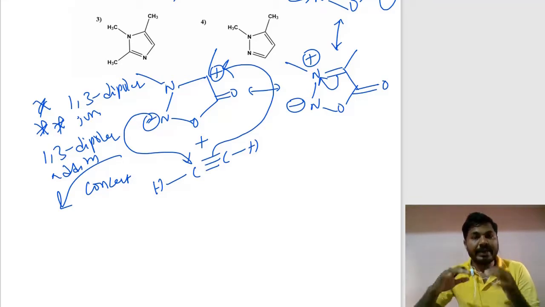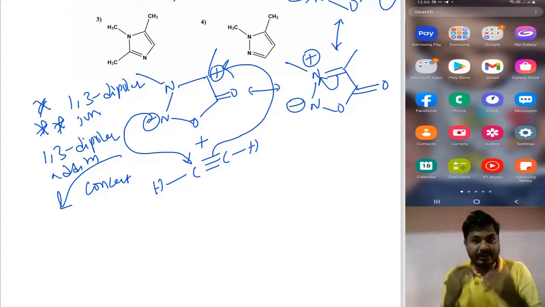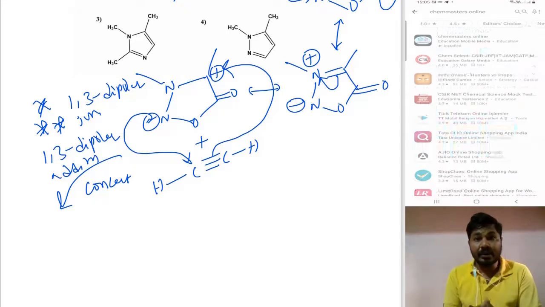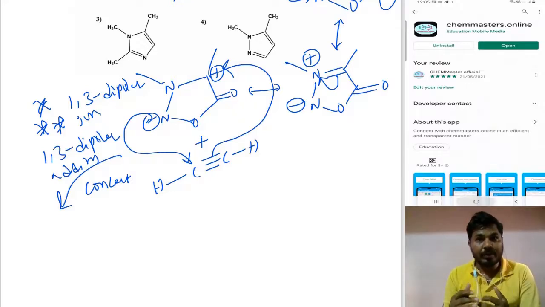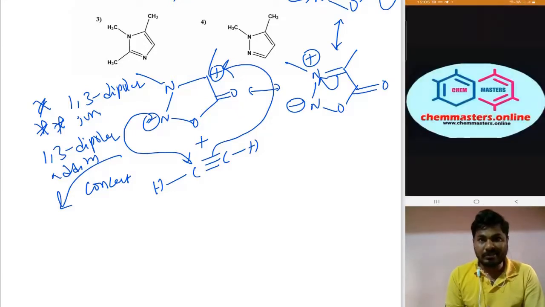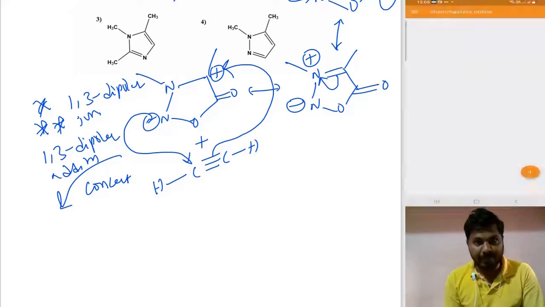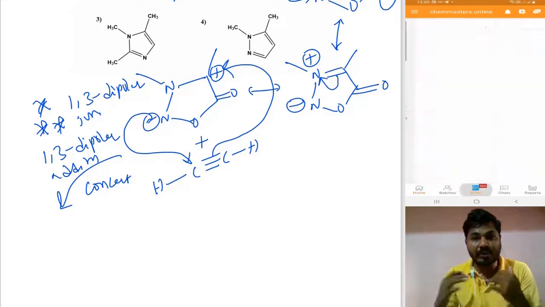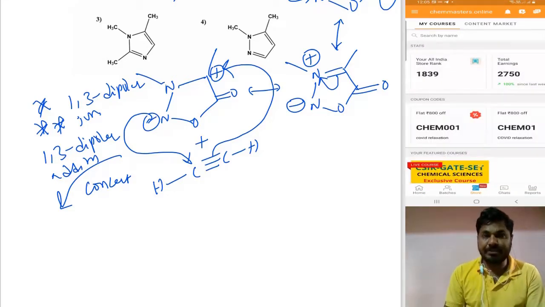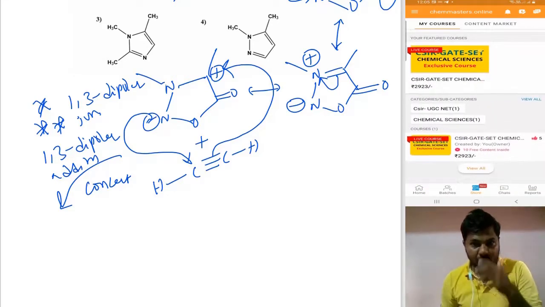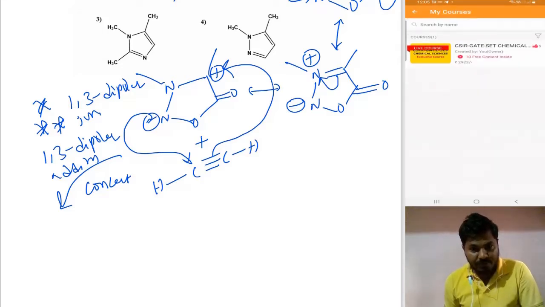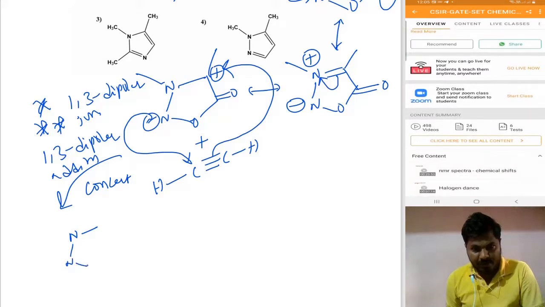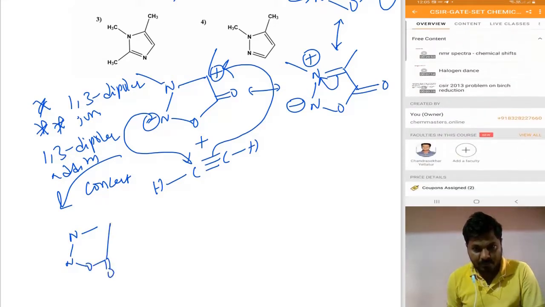We know that the reactions which are possible through concerted mechanisms, like photochemical reactions or pericyclic reactions, are very important and useful for modern organic synthesis in a green way. That's why it is very important to focus on these kinds of concepts. Okay, right. Now, after 1,3-dipolar addition, I'm going to draw the structure here.